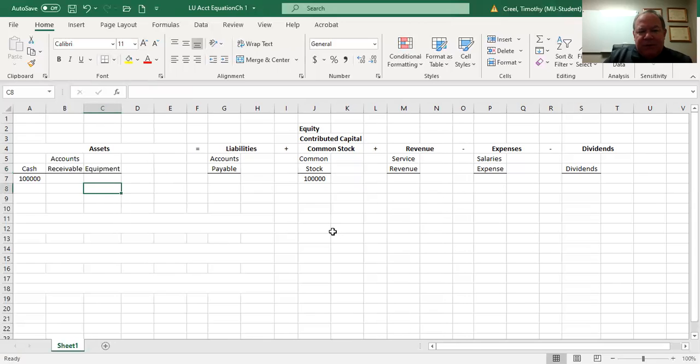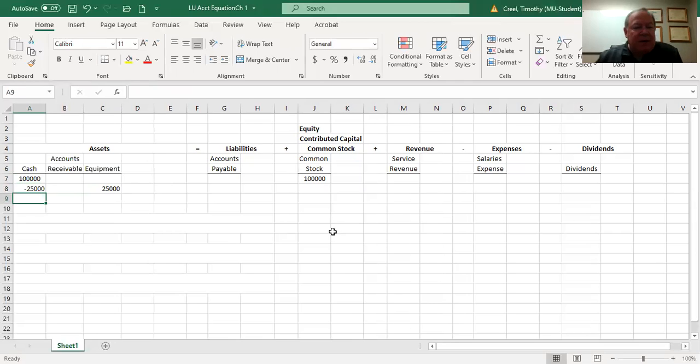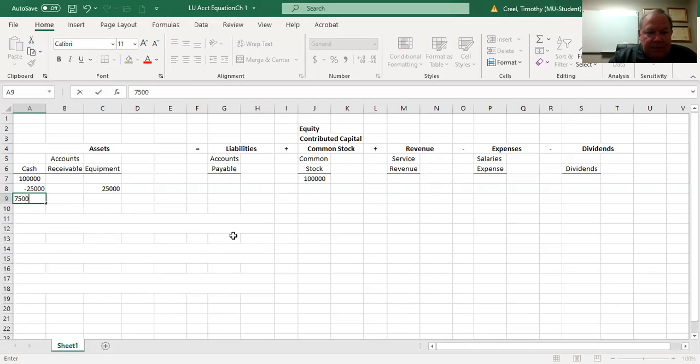So let's say that we purchased $25,000 worth of equipment. So I'm going to get equipment for 25,000, and then I'm going to take it out of cash. So now basically after this transaction right here, I now have 75,000 in cash.